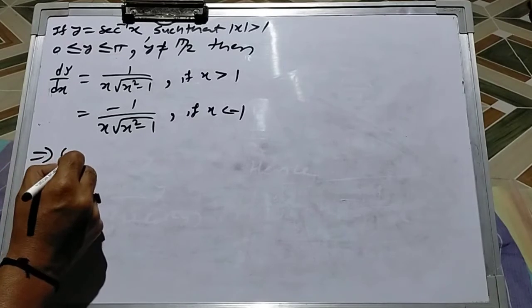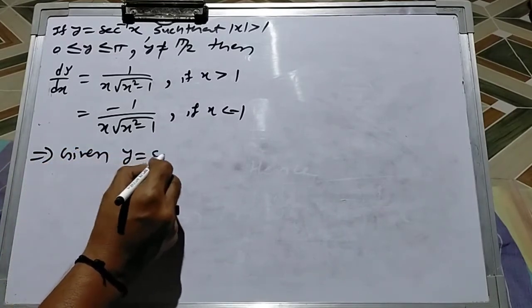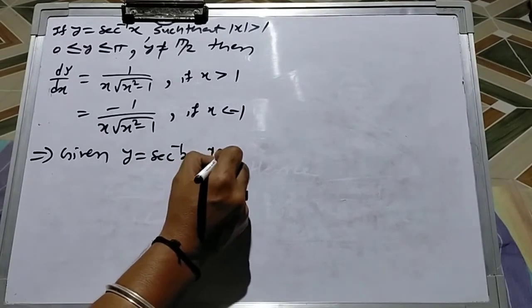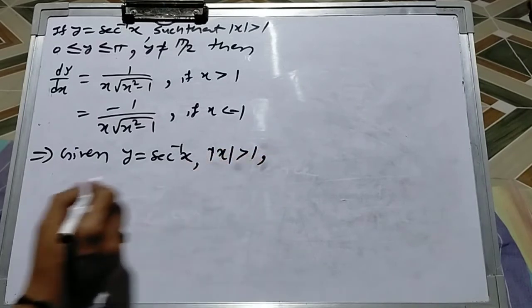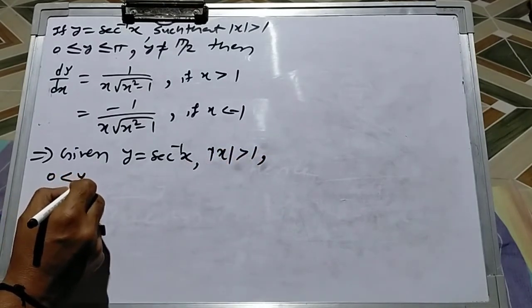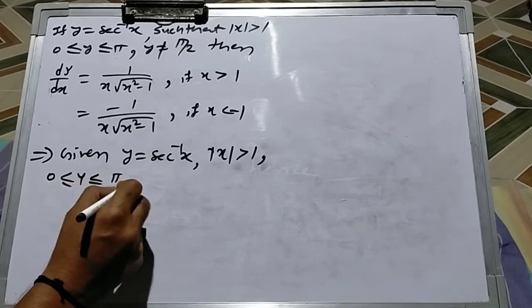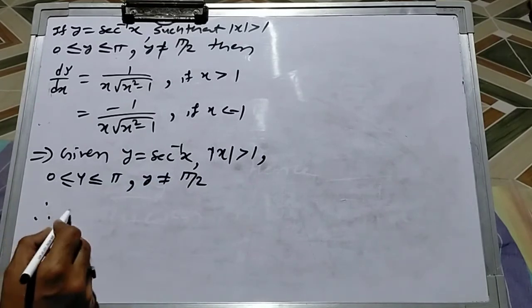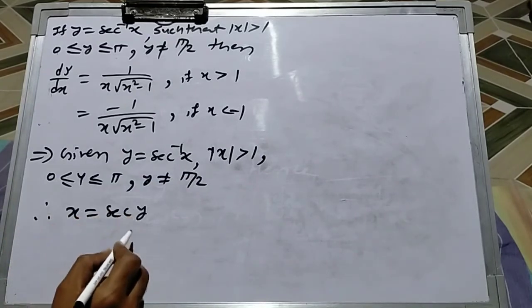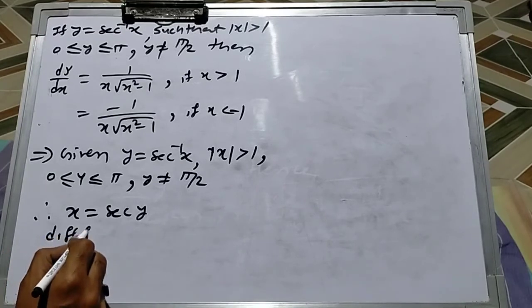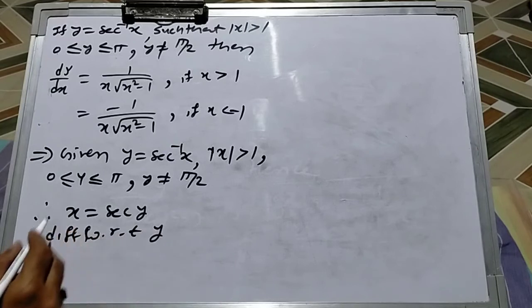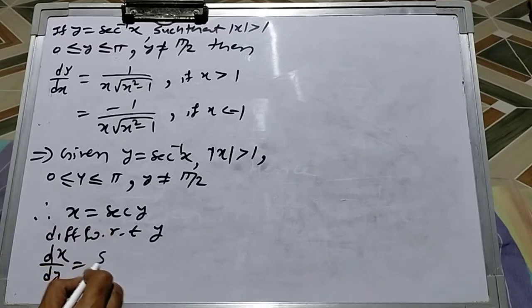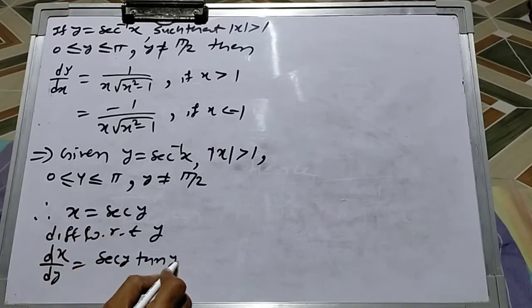So again, here given y = sec⁻¹ x, with |x| > 1 and 0 ≤ y ≤ π, and y is not equal to π/2. So therefore x = sec y. Differentiate with respect to y. So the derivative of x with respect to y, dx/dy, is equal to the derivative of sec y, which is sec y tan y.